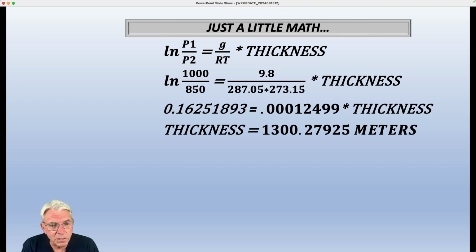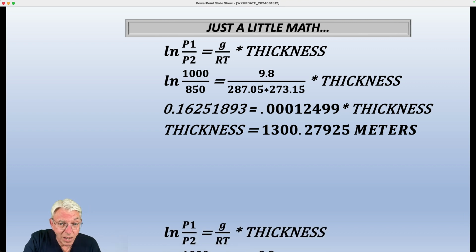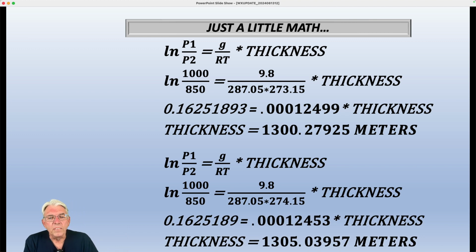And 1,300 meters is a good estimate as to where the boundary is going to be between liquid precipitation and frozen precipitation. Okay, there are some minor exceptions to that, but in general, that's a good starting point. Now, instead of the temperature being freezing, let's up it 1 degree Kelvin, okay? So now, the only thing that's changed here is instead of having 273.15 in the denominator, we've got 274.15.